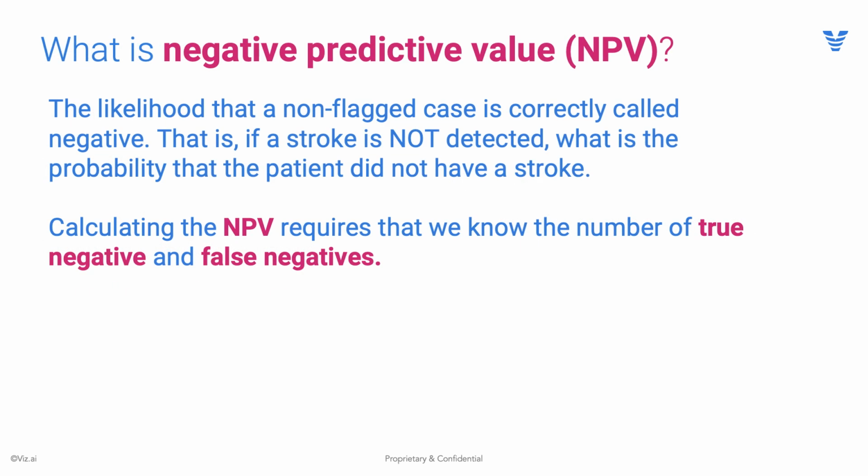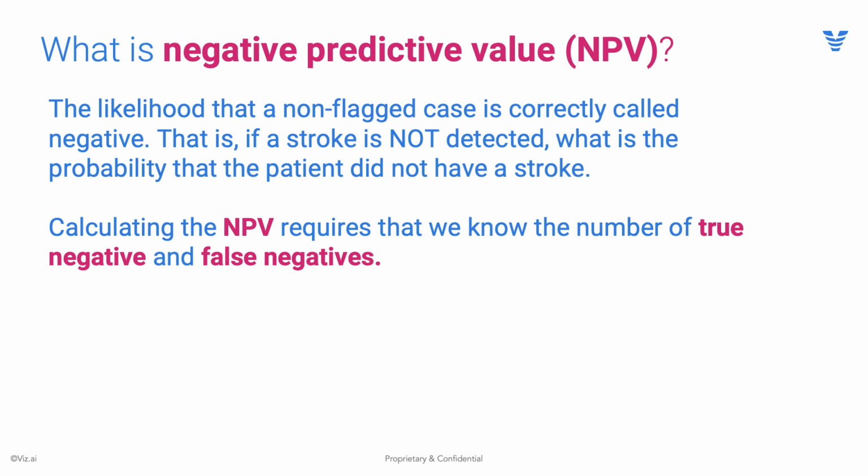So NPV is the likelihood that a non-flagged case is correctly called negative. So when we say it's not an LVO or not a PE, what is the likelihood that that is a correct assessment of the situation?